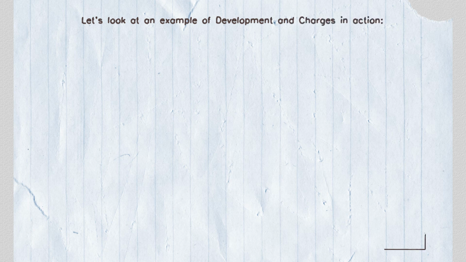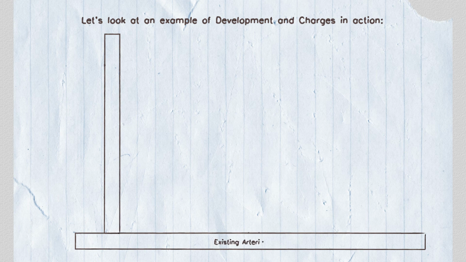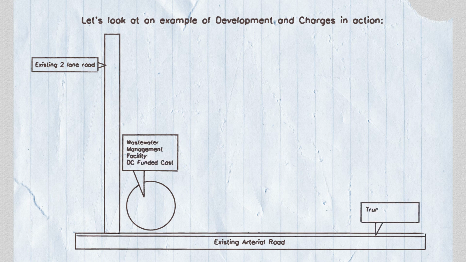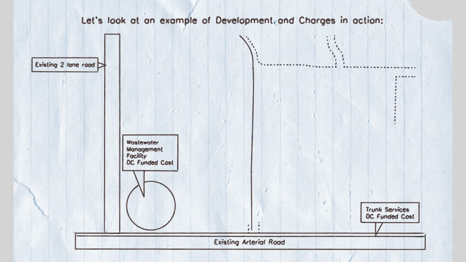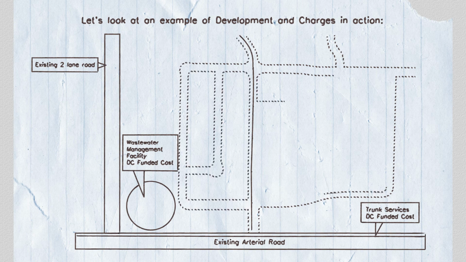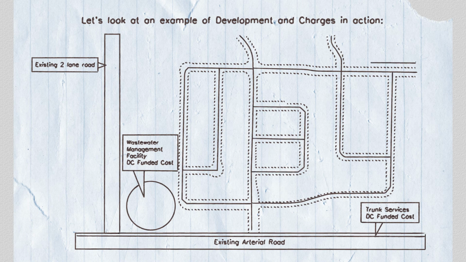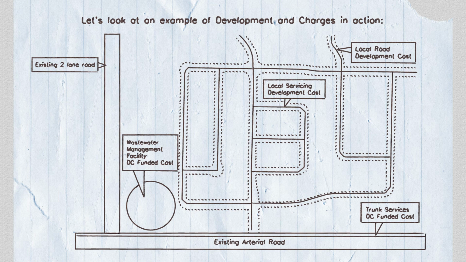Let's look at a hypothetical example of a subdivision development and development charges in action. We'll get to know how development charges are calculated in a moment. In order for this area to undergo development, it will need a wastewater management facility, major water mains, sanitary sewers and sewer pipes, also known as trunks. With these major services now available, the developer of the land can undertake the planning needed to lay out street patterns and other servicing needs. These other services required are paid for by the developer and not development charges.